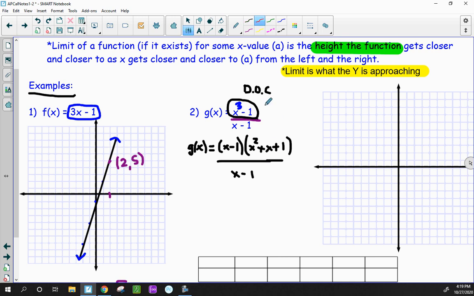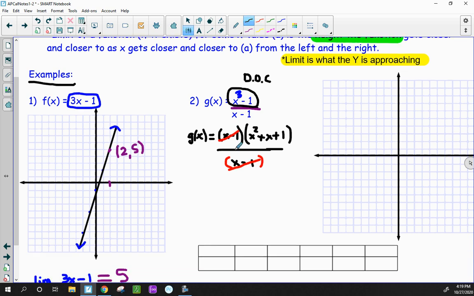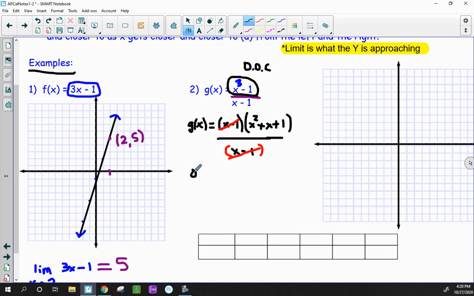This is helpful because now we see factor times factor on top divided by a binomial on the bottom. What we notice is that this factor is the same as this one, and so we are allowed to cancel those. And so this problem now becomes g of x is equal to x squared plus x plus 1. And so that makes more sense as to why the graph on the graphing calculator a minute ago was a parabola.